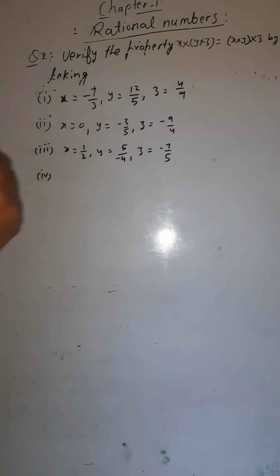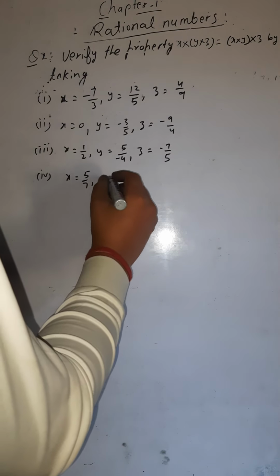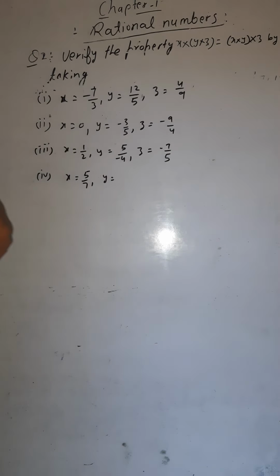You have question number 4 here. X is 5 by 7, Y you have minus 12 by 13, then you have the value of Z, and that is minus 7 by 18. Okay, so these are some questions which you have to solve on your own. Now let's move to the third question.